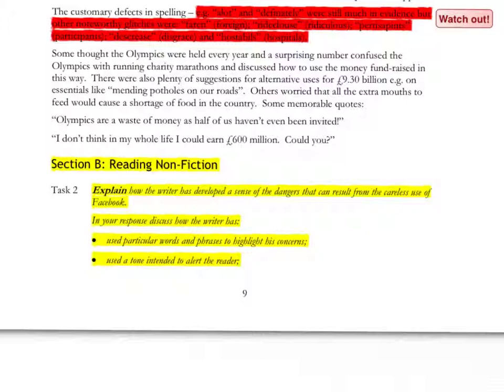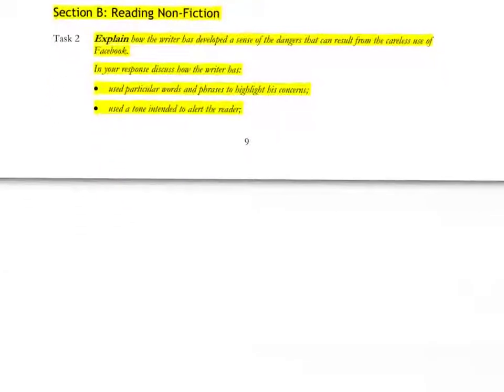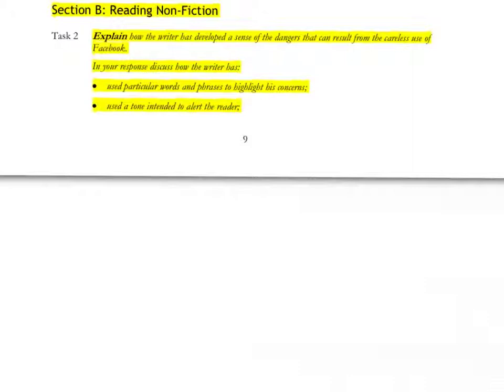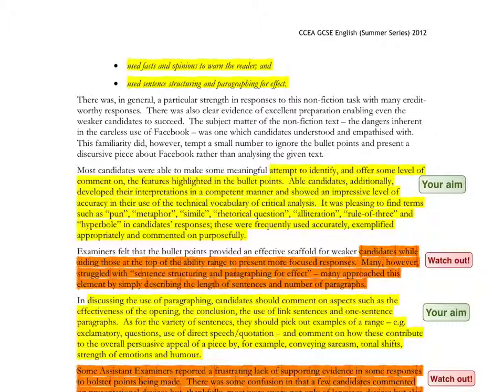On to Section B then in Foundation Tier, which was reading non-fiction, and this time they had an article about Facebook, and you've done this one in class. It was the Face Crook one, and you had to talk about how they had developed a sense of the dangers that can result from the careless use of Facebook, and you had to talk about words and phrases and the tone that was used to alert the reader. Also had to refer to facts, opinions, sentence structure and paragraphing for effect.